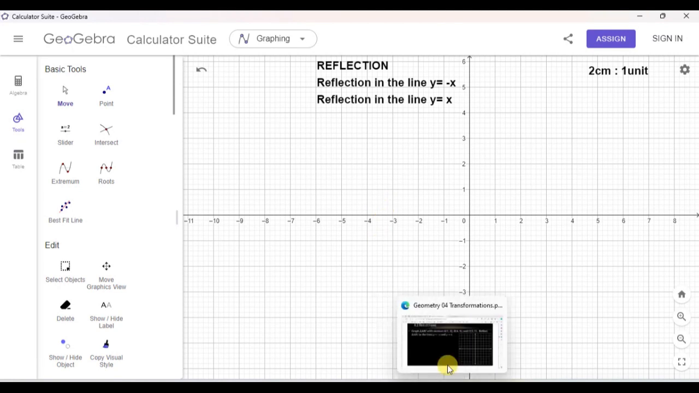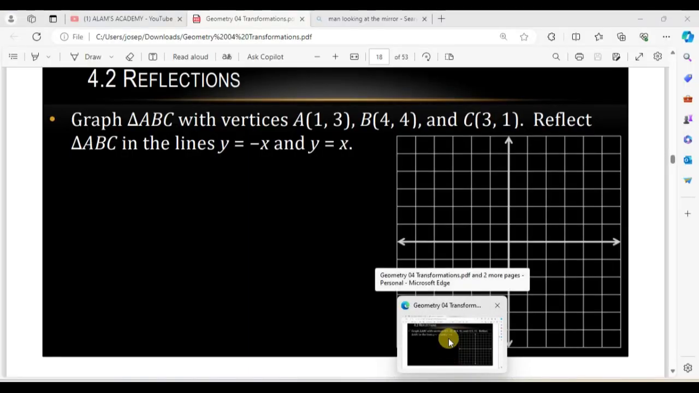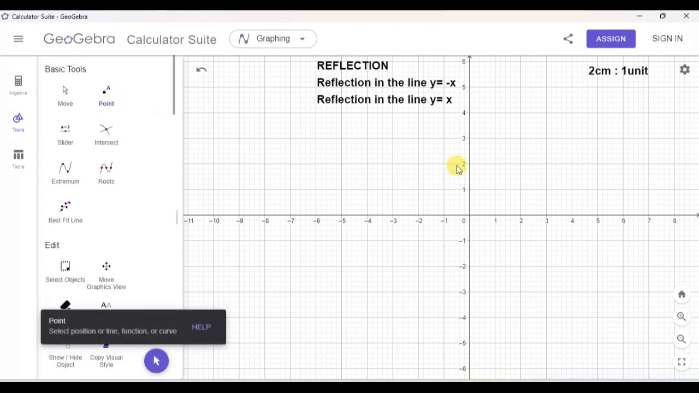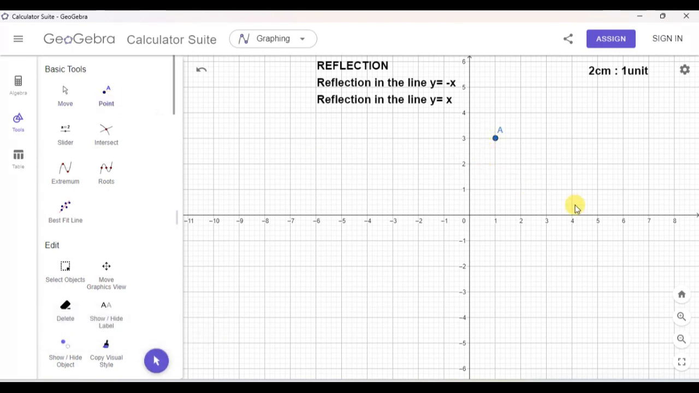The first points on our note are 1, 3, then 4, 4, and then 3, 1. So you come here and plot. The x value is 1 and the y value is 3, so you plot there. I pick my point and I plot it. Then we have 4, 4. Then I have 3, 1.